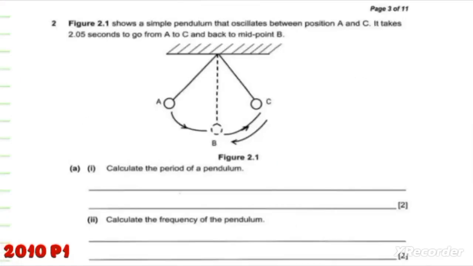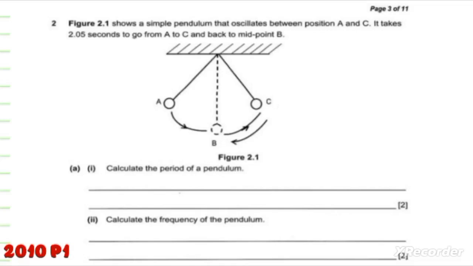Let us move to the next question. This question is coming from a 2010 past paper, and it is question 2. Figure 2.1 shows a simple pendulum that oscillates between position A and C. It takes 2.05 seconds to go from A to C and back to midpoint B. Question A, Roman numeral 1: calculate the period of the pendulum.